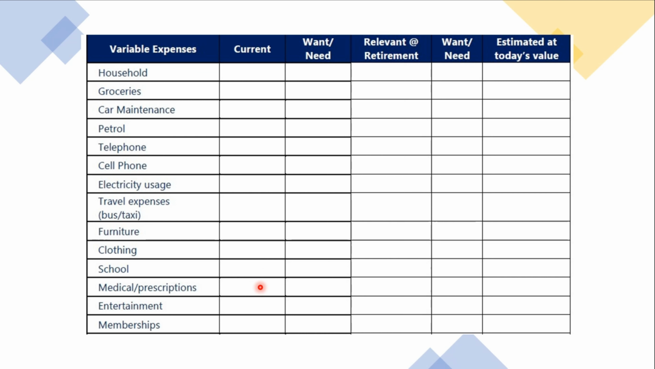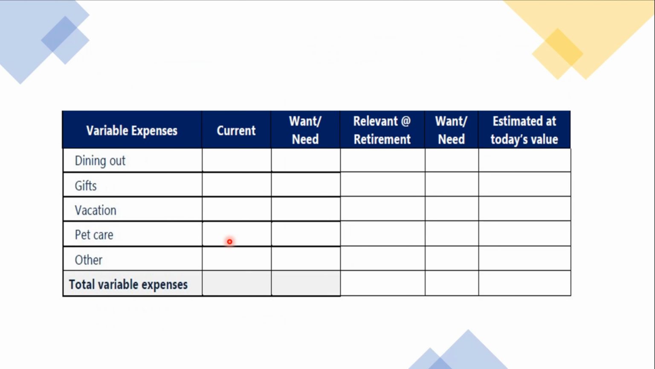Medical prescriptions, anything extra. Entertainment, do I go to the movies? Memberships, do I belong to a gym or any other professional institution? Dining out, same columns apply. So please note, it is said that if you dine out twice a week, it's too much. Do I put money aside for gifts? Vacation. Now some people will say, what is that? Do I put money aside? Pet care. If you say, my pets are my children, fantastic, put money aside. Anything other? And then, of course, your total variable expenses.